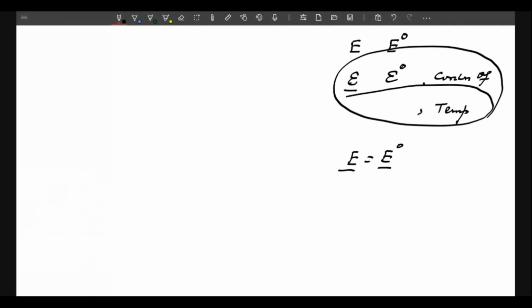The final equation: epsilon is equal to epsilon naught minus 2.303 into RT by nF into log of the activity of the products.